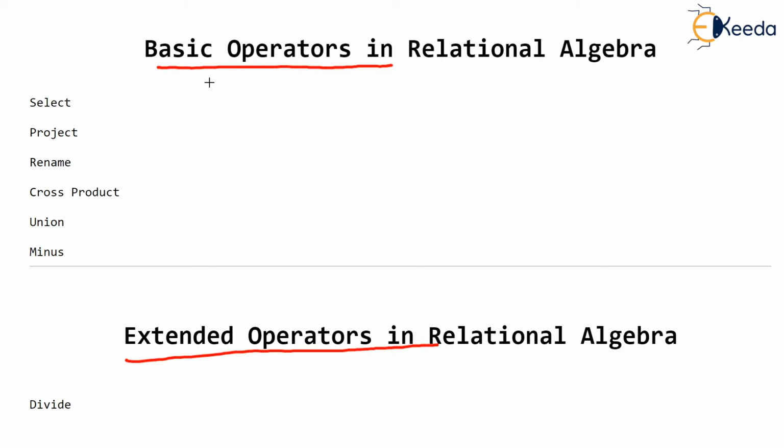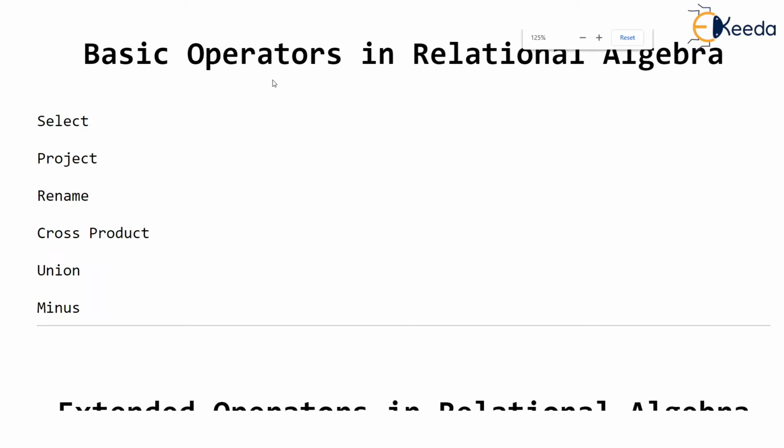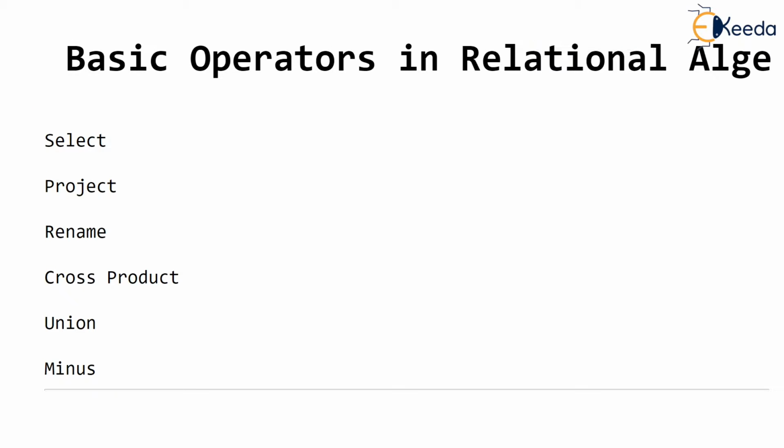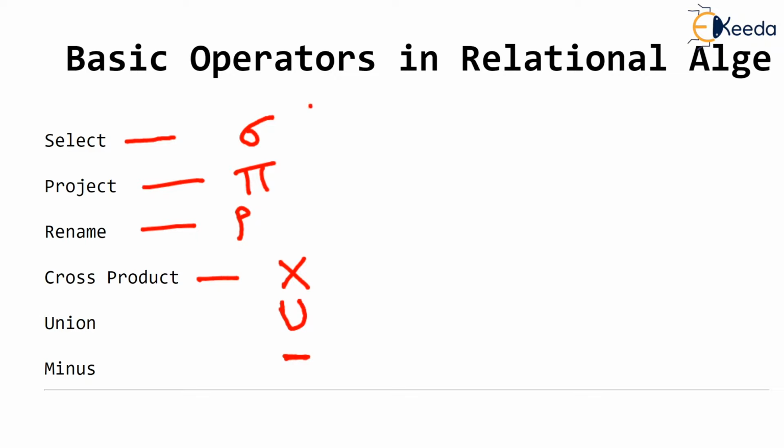By the way, the basic operators in relational algebra, or we can say the built-in operators, which are by default provided by relational algebra, are select, as you see, and we have used all these operators by now in great detail. The select, project, rename operator, cross product is the basic operator, union denoted by the union symbol, and minus denoted by the minus symbol. All these operators are basic operators of relational algebra.